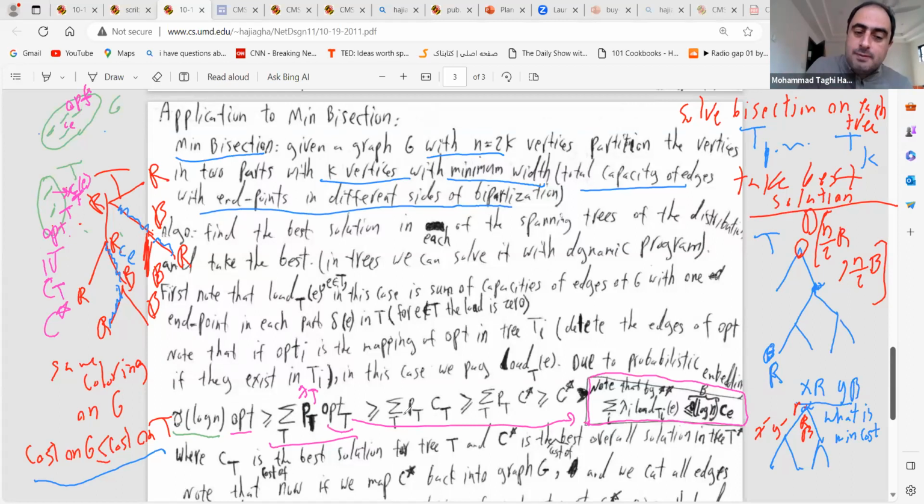So opt T, we know that this P_T corresponds to this lambda_T essentially. Now, what about opt versus C_T? Here, opt of T is greater than or equal to C_T because, as I mentioned, C_T is the optimal solution for this one. And each C_T is greater than or equal to C star because C star is the optimum solution over all trees. Then we can just factor out this C star, and the sum of the P_T would be equal to 1, giving C star.